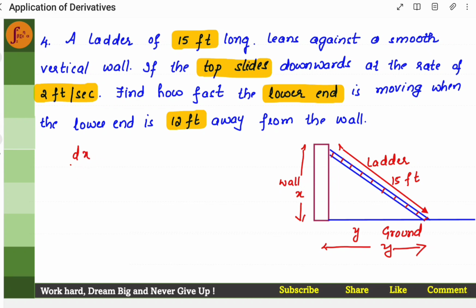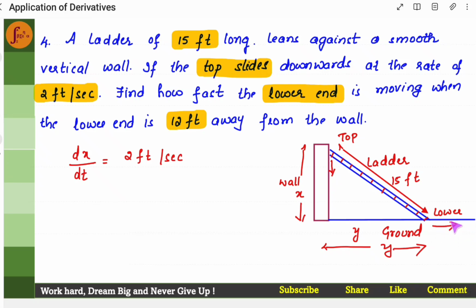So dx by dt is 2 feet per second. Find how fast the lower end is moving. This is the top. This is the lower end. How fast is the lower end moving? Obviously, it will move this side. As this slides downwards, this will move to the right side.